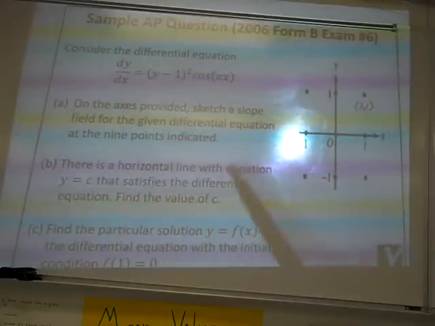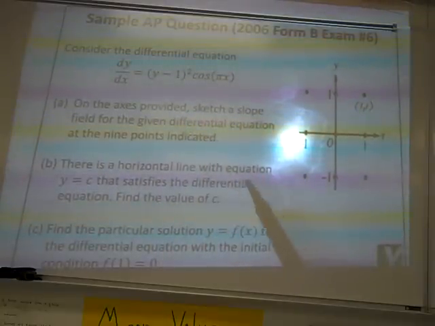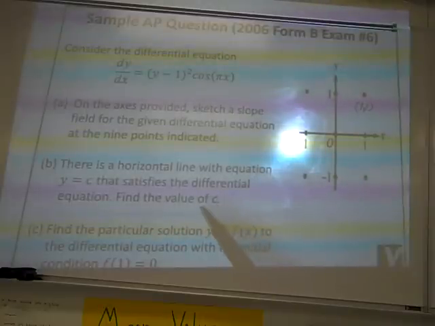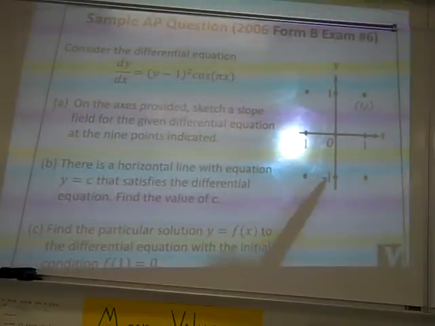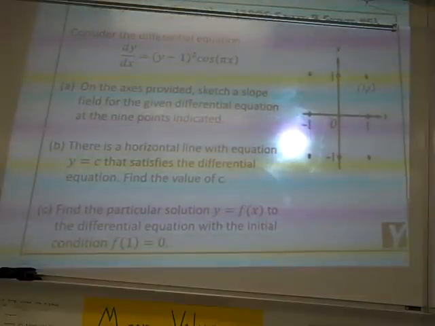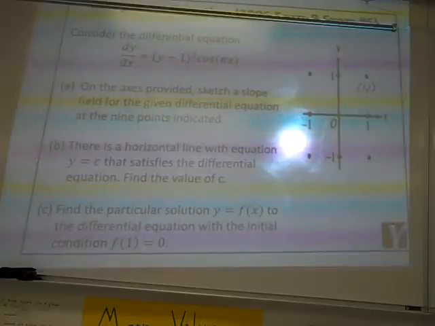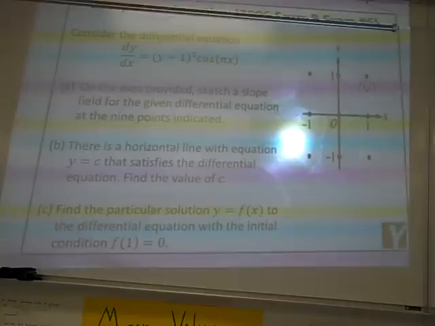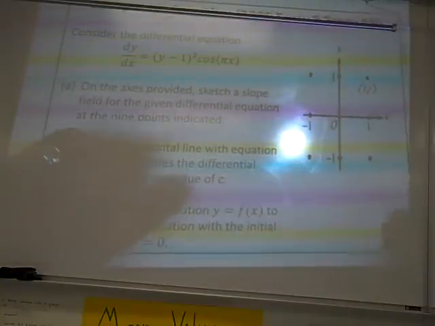Part B: there's a horizontal line with equation y equals c that satisfies the differential equation. We're going to find the value of c. Part C: find the particular solution y equals f of x to the given differential equation with the initial condition f of 1 equals 0. Part C is going to take us some time. So let's get going.